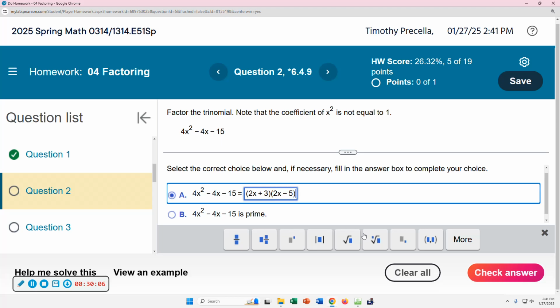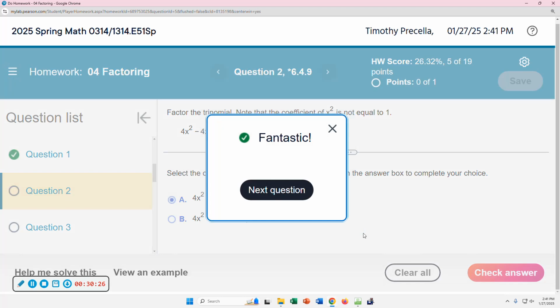Now, if you had typed in the 2x minus 5 first, and then the 2x plus 3, let's do that. The order of the parentheses doesn't matter as long as you have the same thing inside each parentheses. Is that what I wanted? If you put that 2x plus 3 second, you'll still get the correct answer.